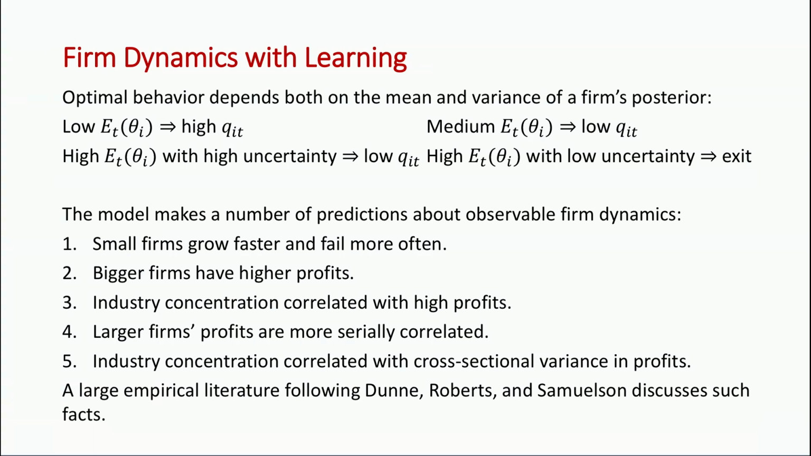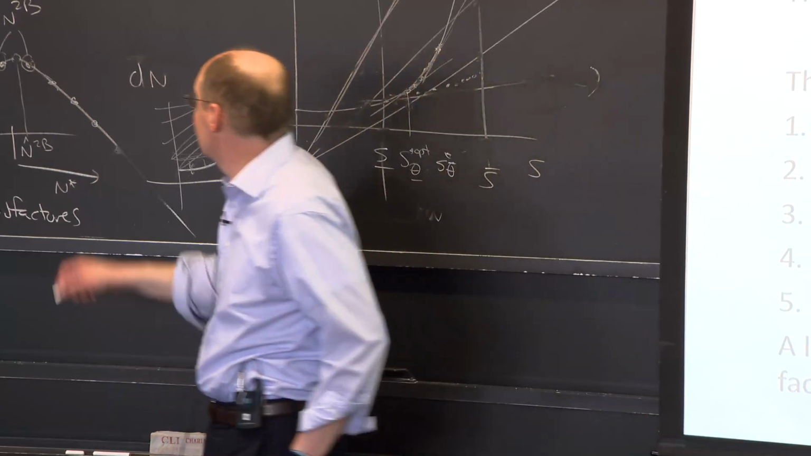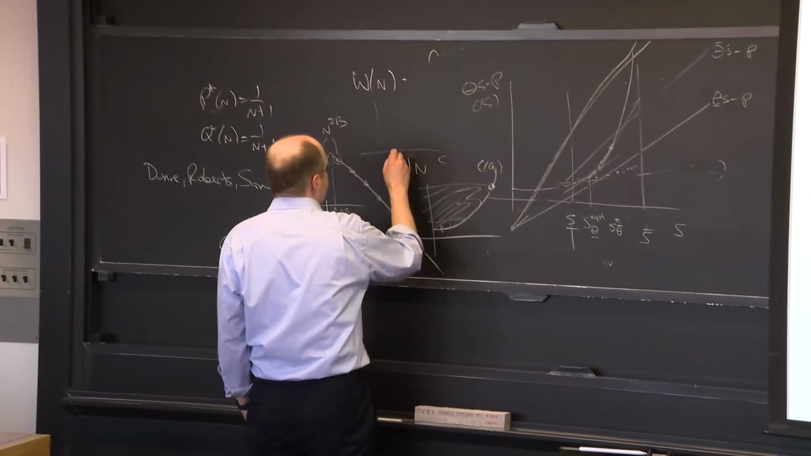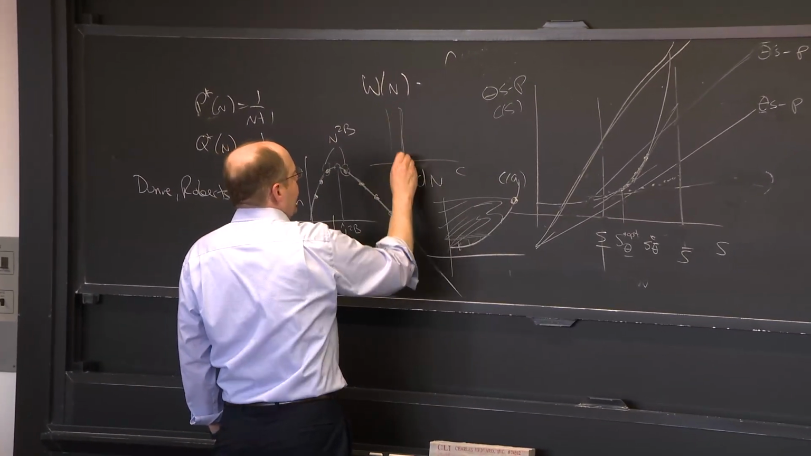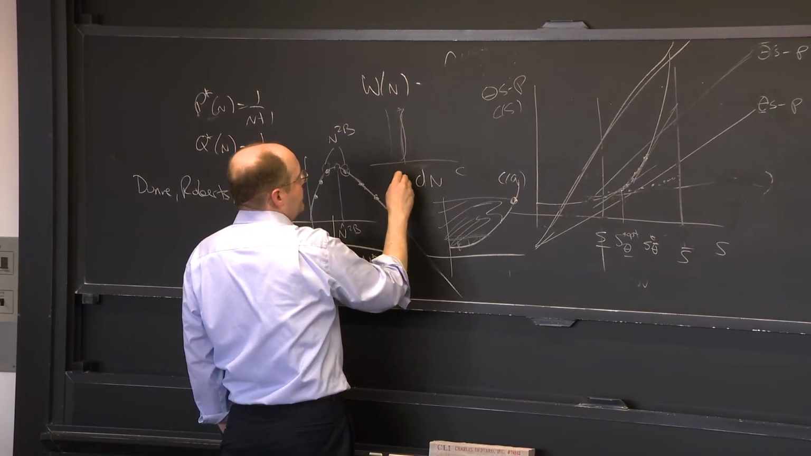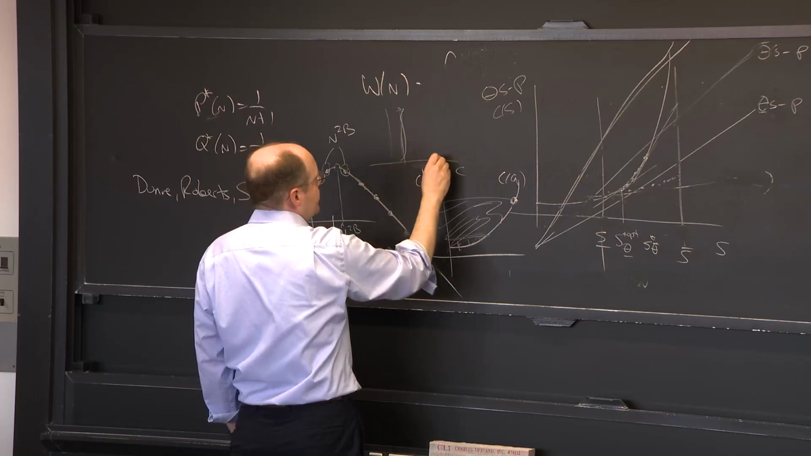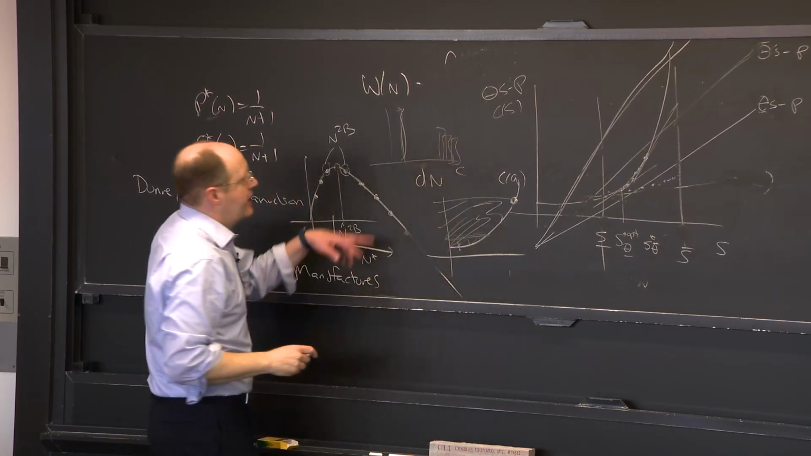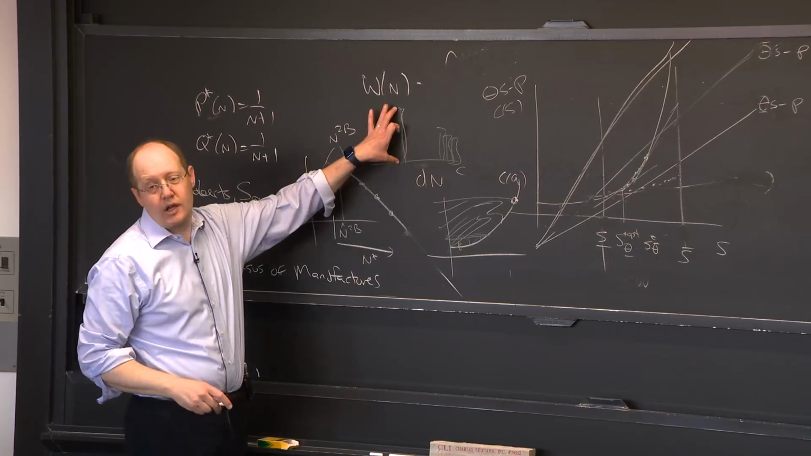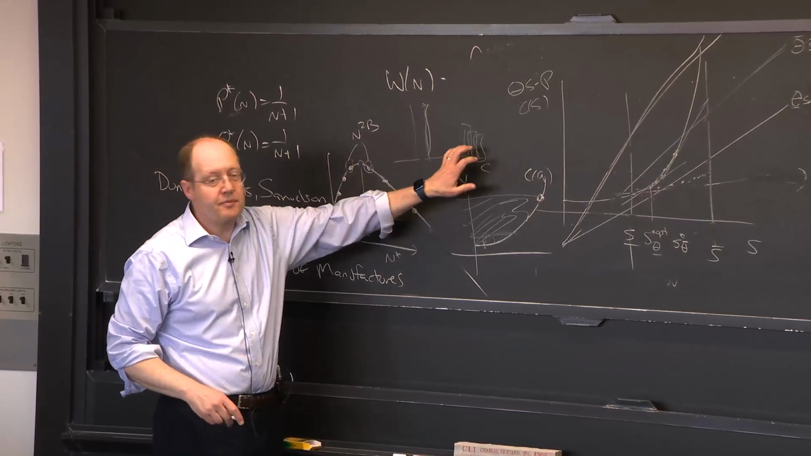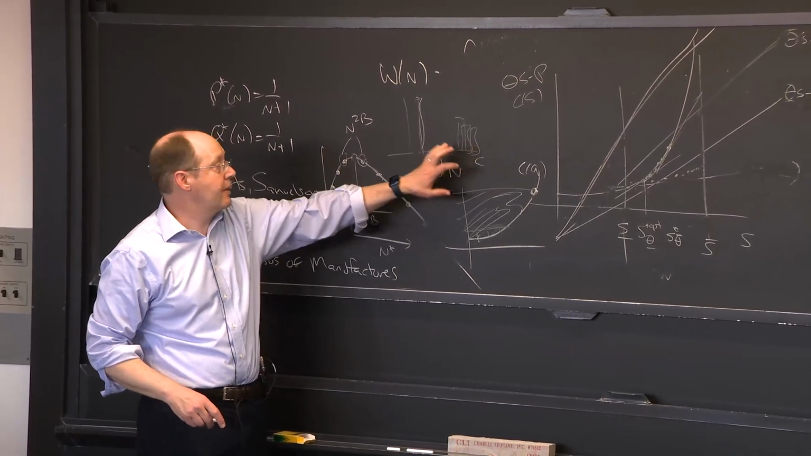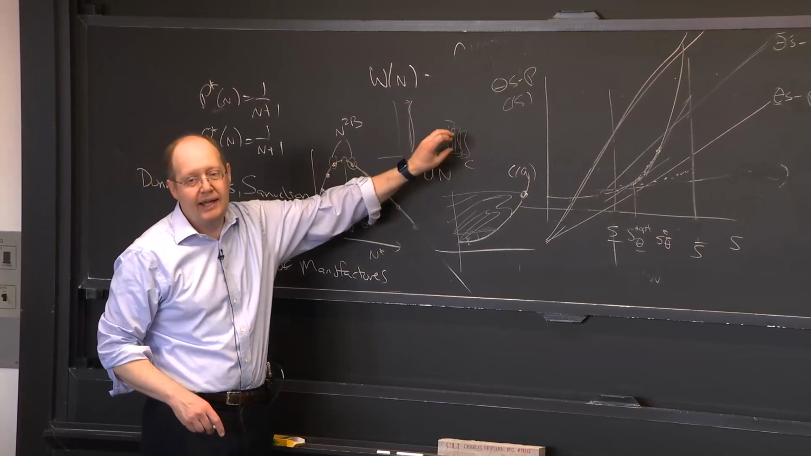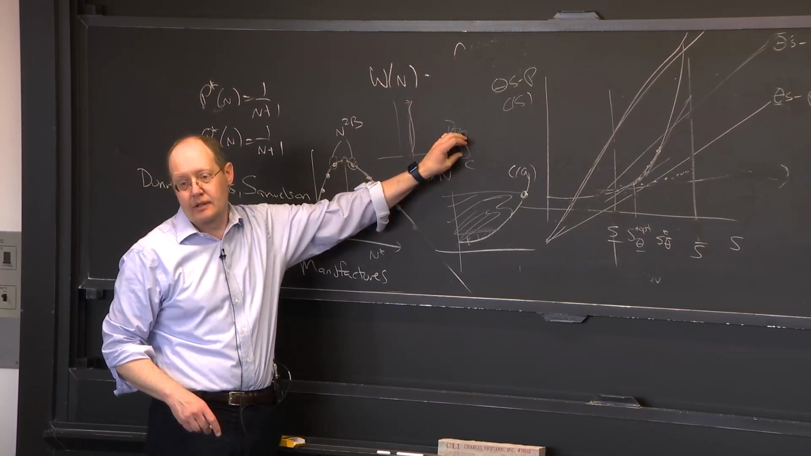Industry concentration is also correlated with cross-sectional variance in profits. So again, if I do histograms of costs, and I have an industry that has a mass of firms with very low costs and then some firms that have higher costs, this industry is going to end up very concentrated, because the low-cost firms are going to produce a ton. All these other firms are going to produce small amounts. And so we're going to see highly profitable firms and very non-profitable firms.